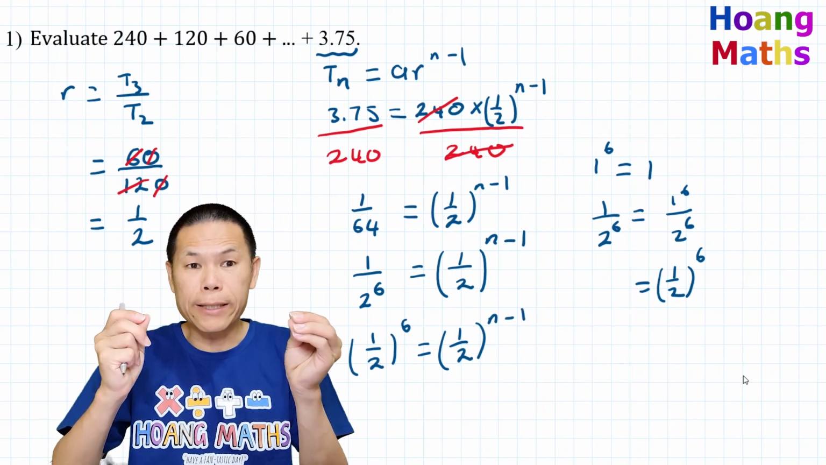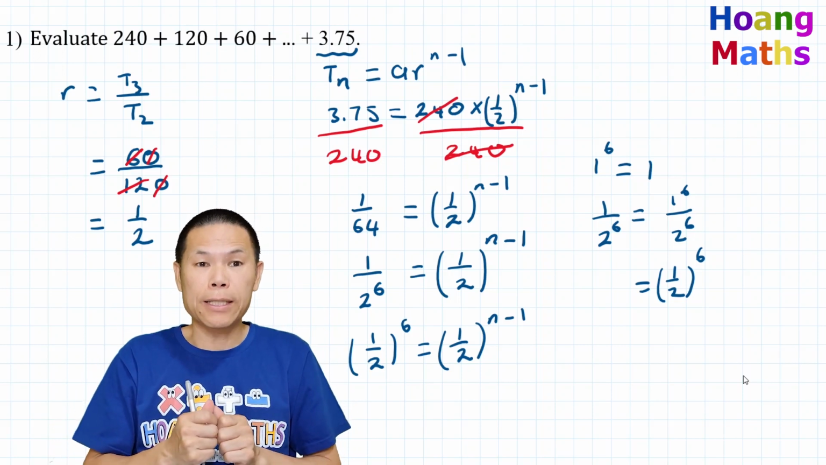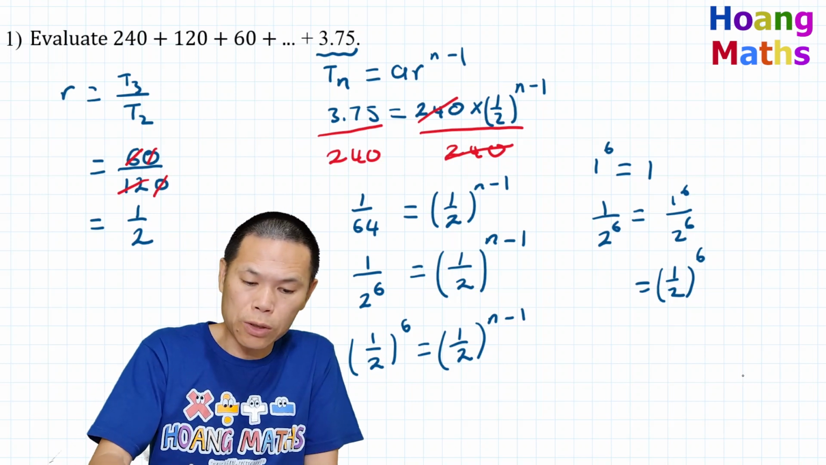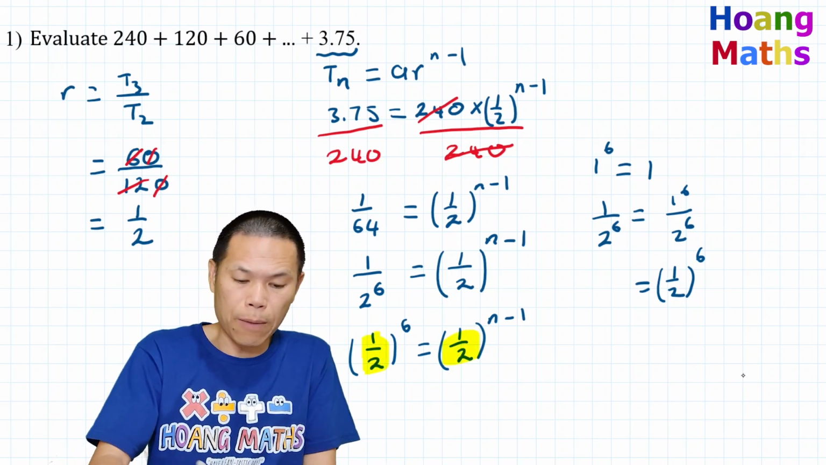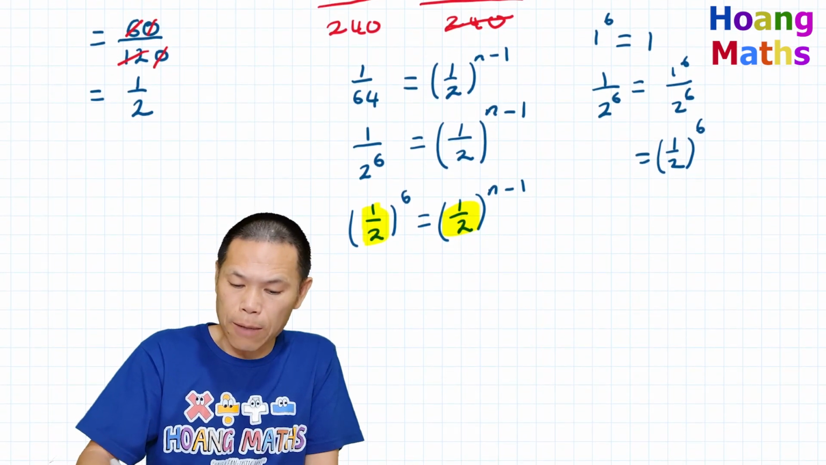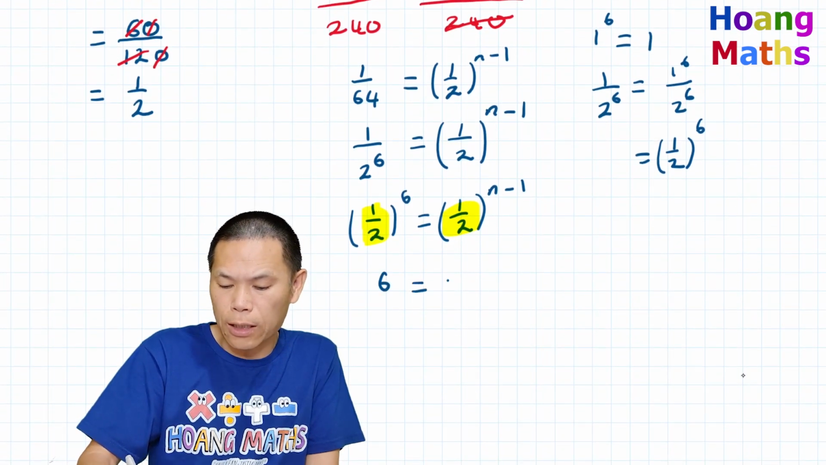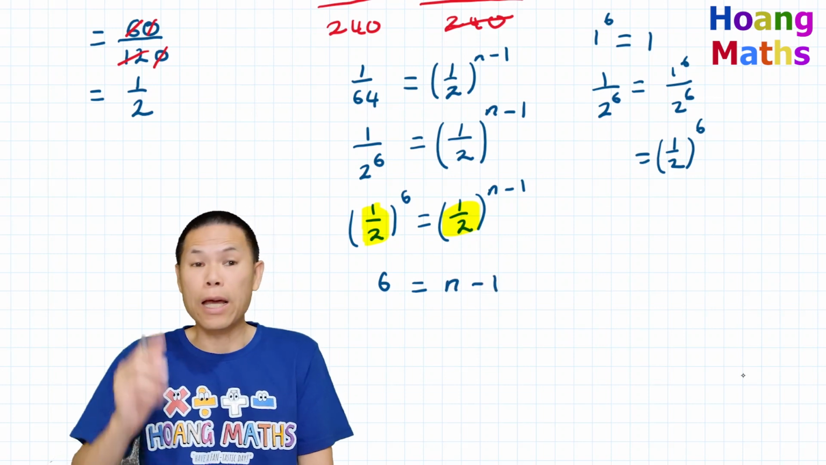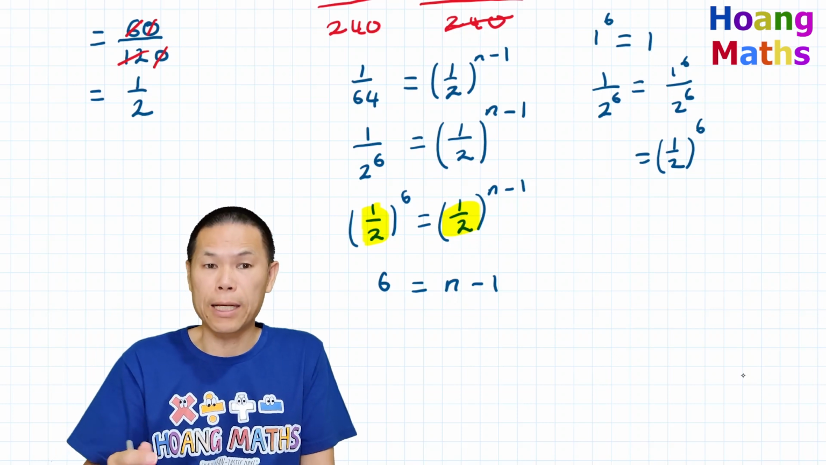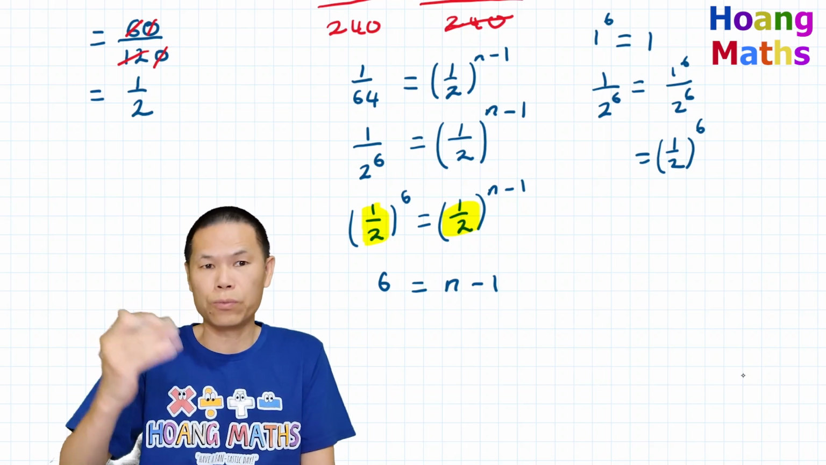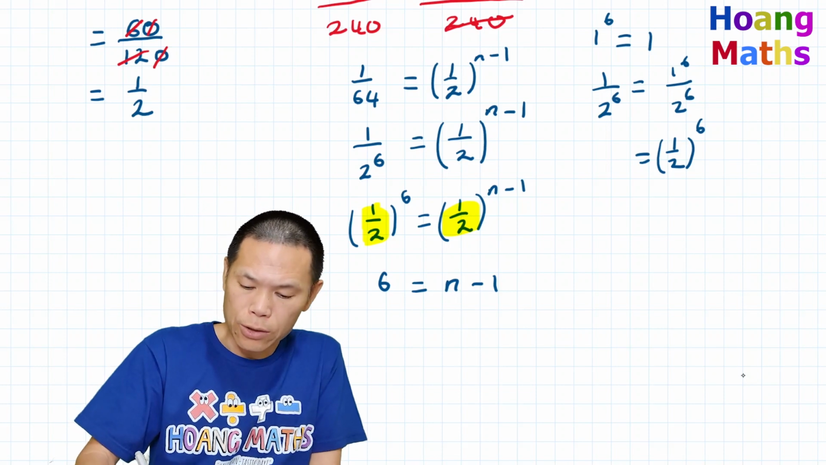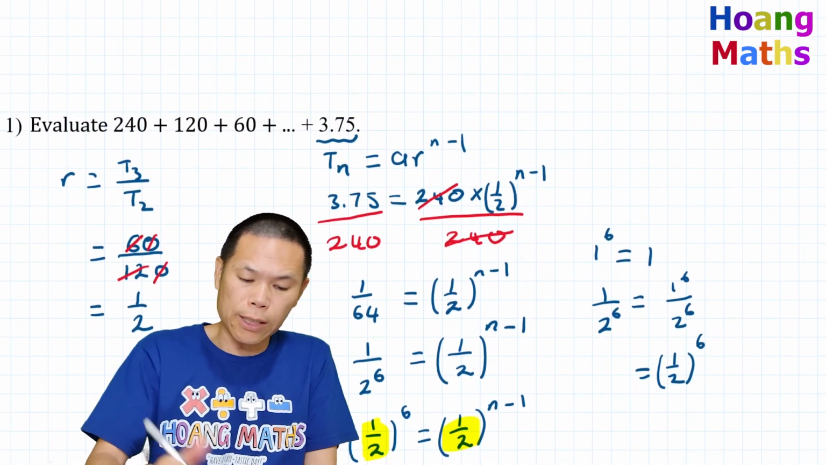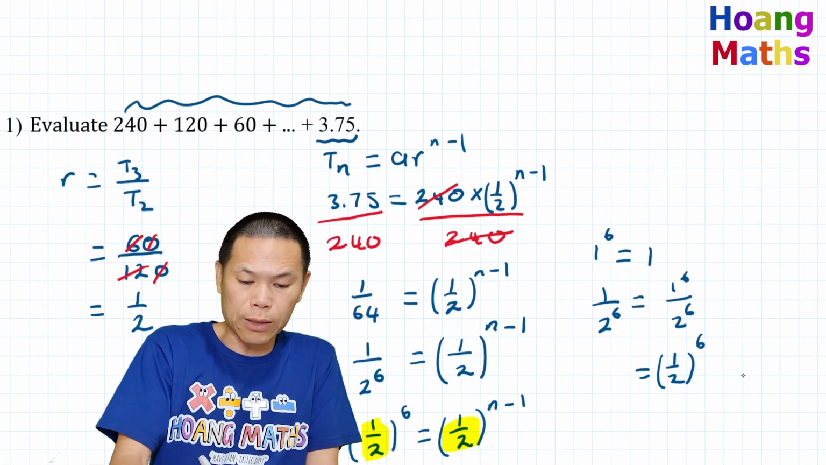Now because the bases are the same, the indices must be the same as well. In other words, 6 is equal to n minus 1, because both bases are the same. So that means the index must be the same. So 6 is equal to n minus 1. Then I just move 1 to the other side and it becomes plus. So 6 plus 1 is 7. So you got therefore n is 7. So we know that in this series here, there are 7 terms.